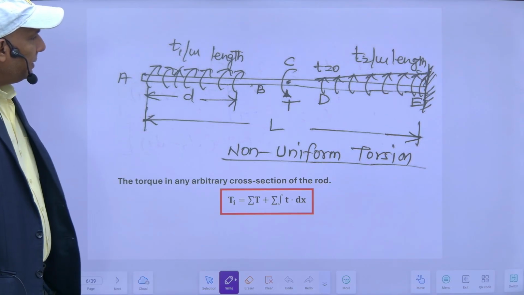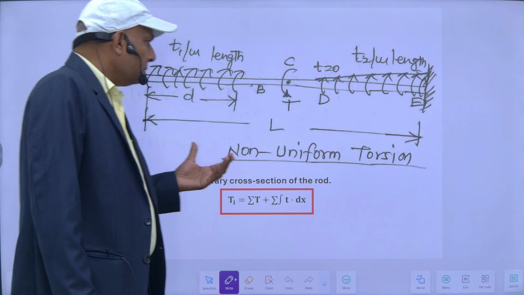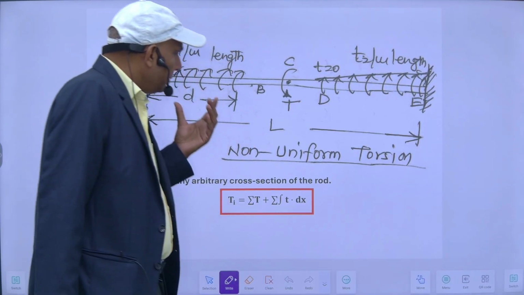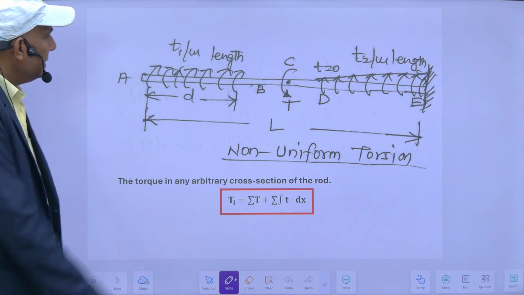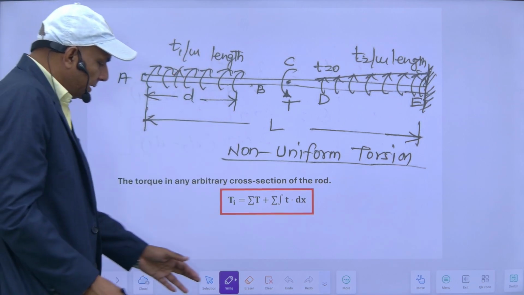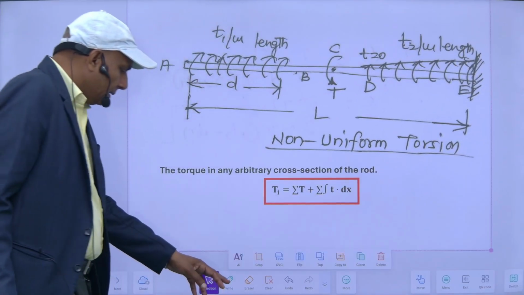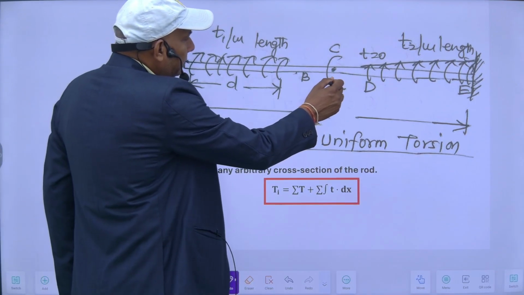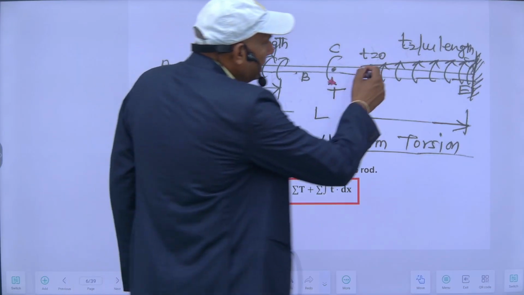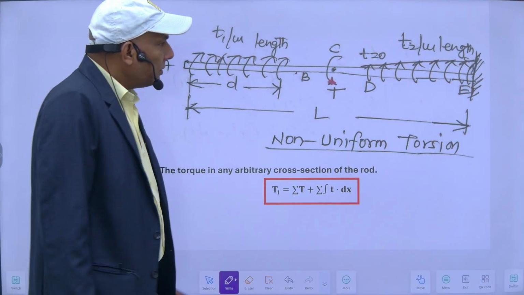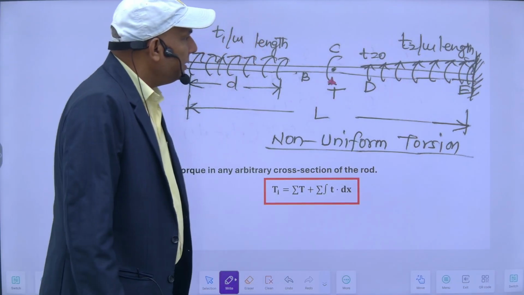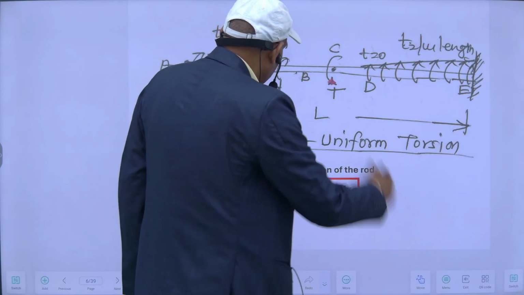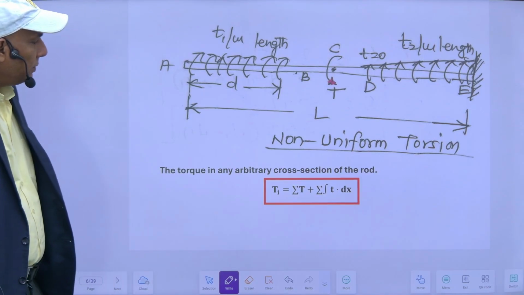Suppose I have non-uniform torsion. This is just like a UDL on a simply supported or fixed beam. So here my torsion is varying. This is T1 per meter length. Here it is a concentrated torque, and again it is linearly varying. So my torque here is varying linearly. It is T2 per meter length. This end is fixed, this is free. So this is a case of non-uniform torsion.